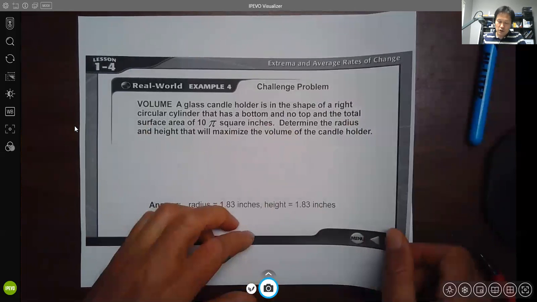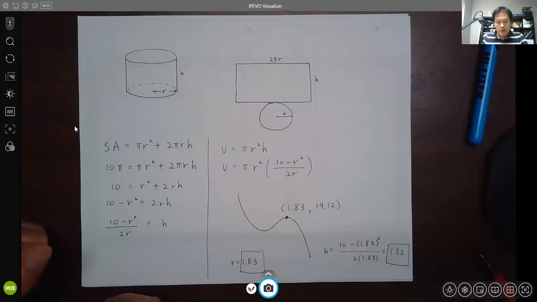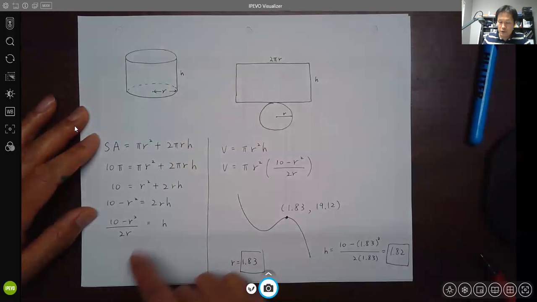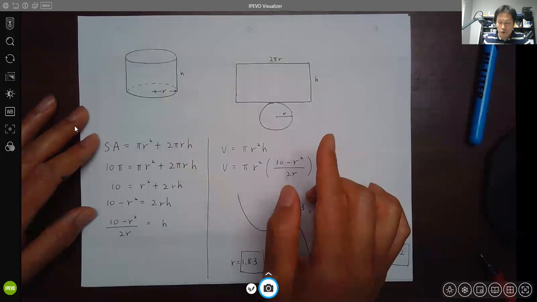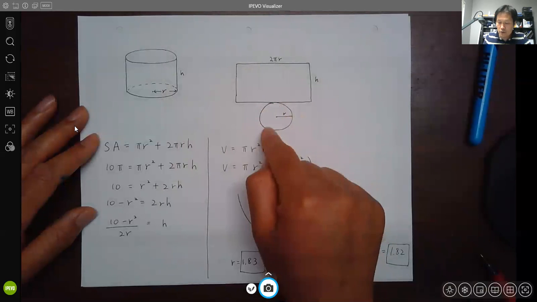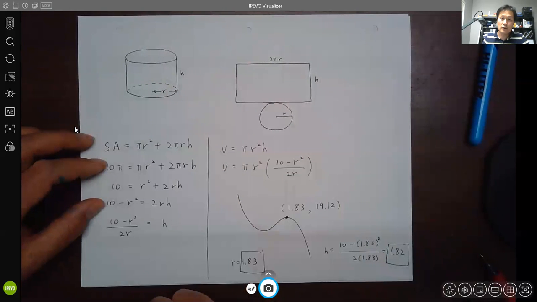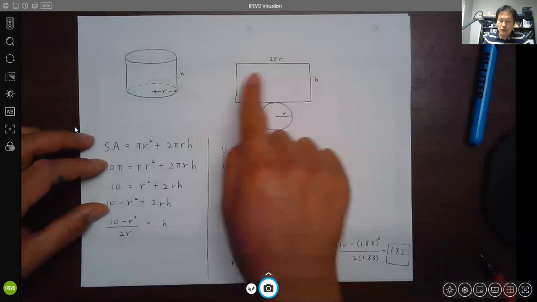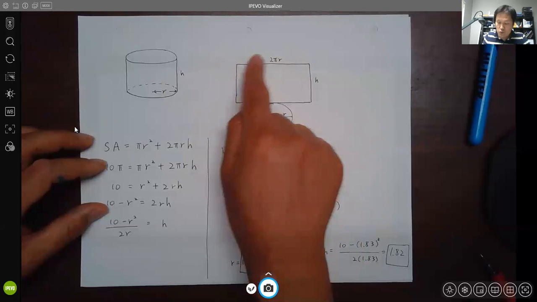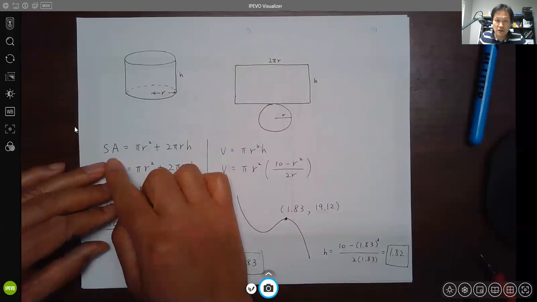Why? Here's the situation. Here's a cylinder. There's no top. So if you cut it and spread it, it will look like something like this. There's no top, only bottom. Surface area. So the bottom portion will be a circle, and the circumference of this circle will match this length. So when you fold it and put it there, this length should match this length. So we have a rectangle. This is the height, and this is the width of this rectangle, but that width will be the same as the circumference of this circle.